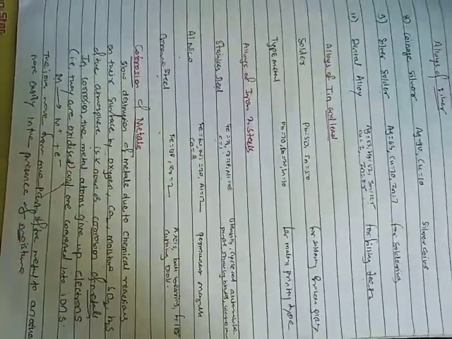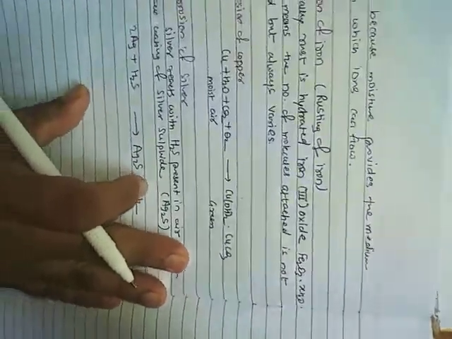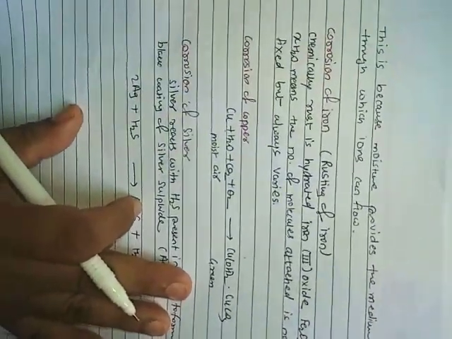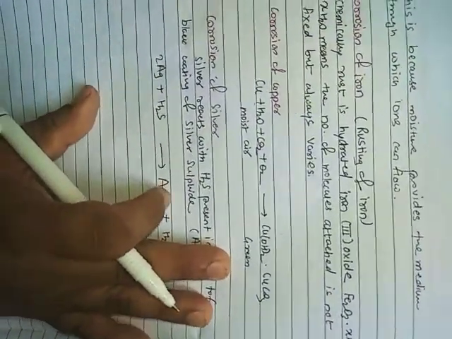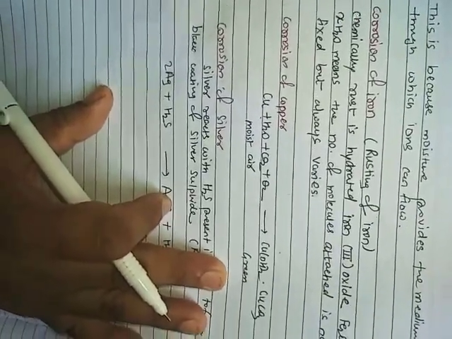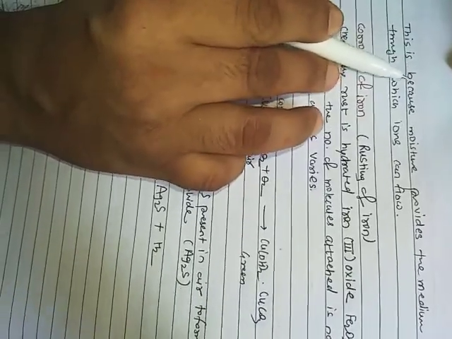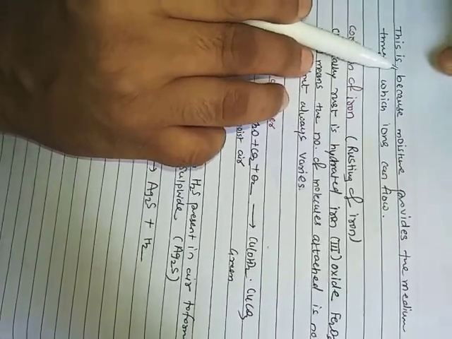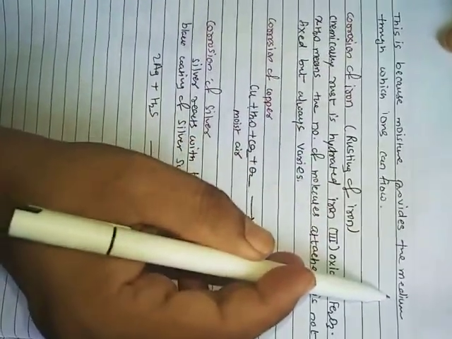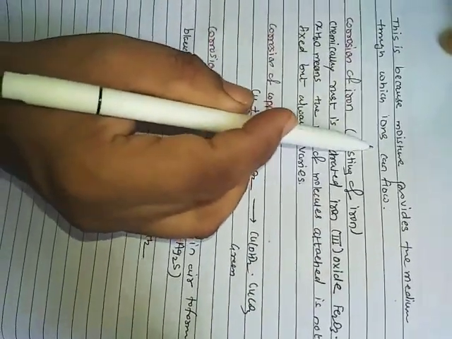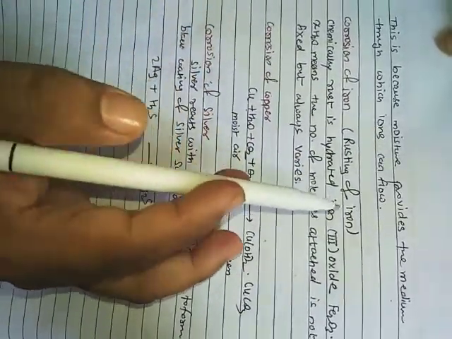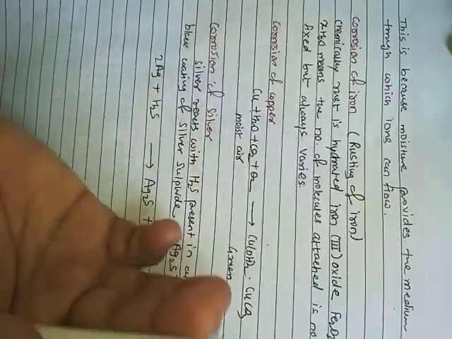We can observe in our surroundings what will happen with moisture. This is because moisture provides a medium through which ions can flow. This statement is very important. Why is moisture responsible? Moisture provides the medium through which ions can flow, so that's why metal corrodes easily.